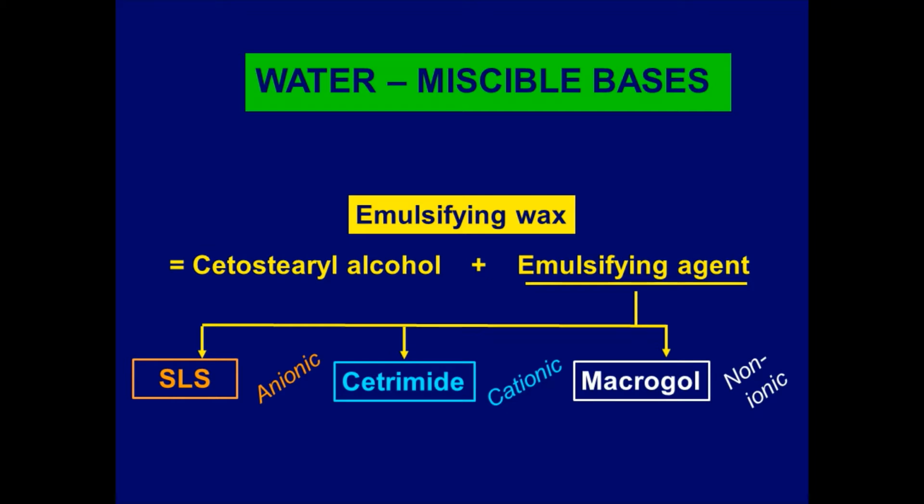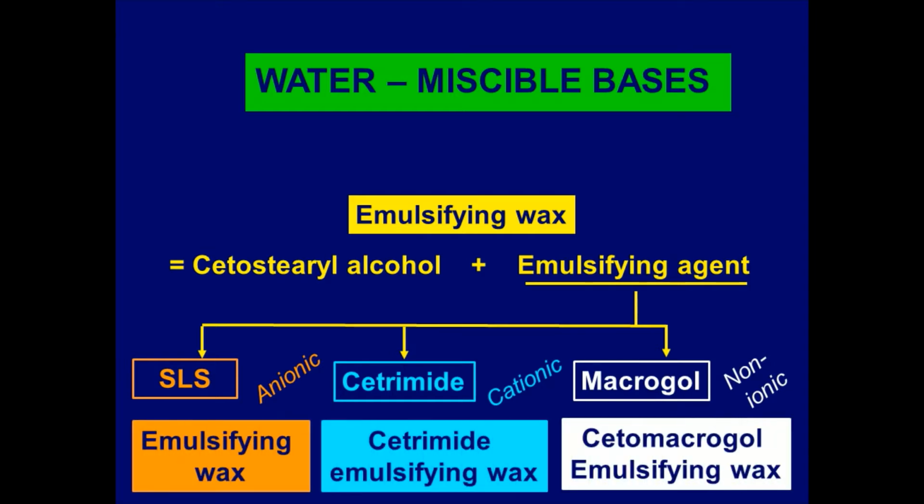The reaction between cetostearyl alcohol and sodium lauryl sulfate produces sodium lauryl sulfate emulsifying wax, or simply called emulsifying wax, and this is an anionic emulsifying wax. Reaction with cetrimide results in cetrimide emulsifying wax, which is a cationic emulsifying wax, and reaction of cetostearyl alcohol with macrogol results in the formation of cetomacrogol emulsifying wax, which is a non-ionic emulsifying wax.